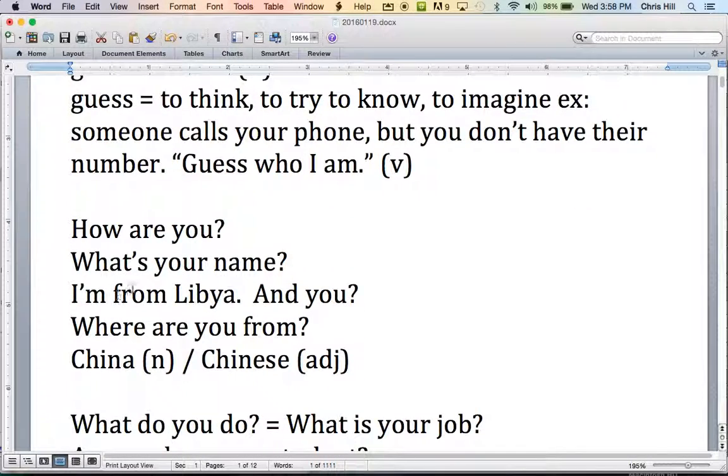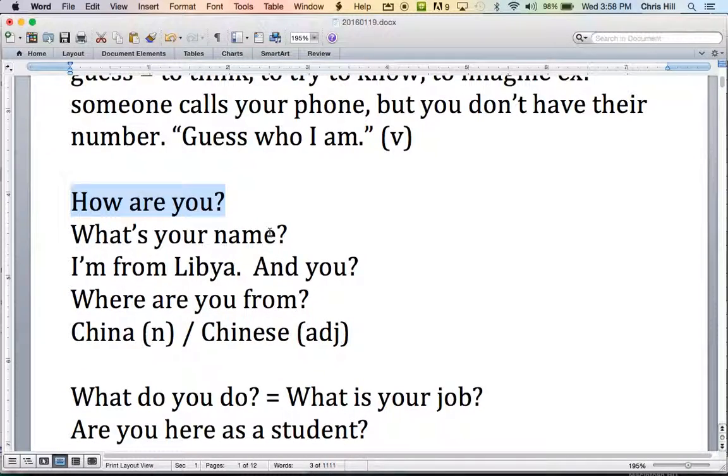So we asked our guests some questions. For example, how are you? What's your name? I am from Libya. And you? That's a sneaky way to ask that question. This is a better way. Where are you from?